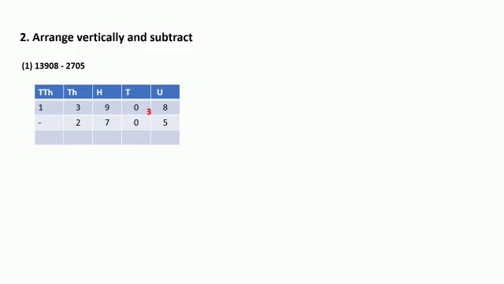8 minus 5 is 3. 0 minus 0 is 0. 9 minus 7 is 2. 3 minus 2 is 1. And since in the 10,000s place there is only one number, 1 will come directly down.